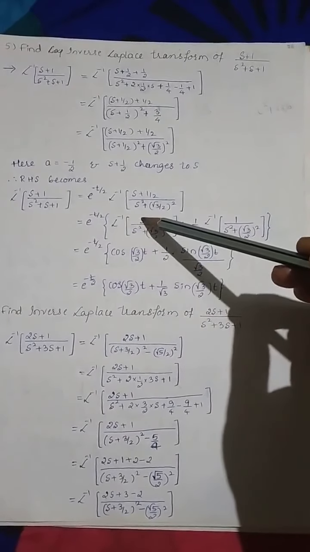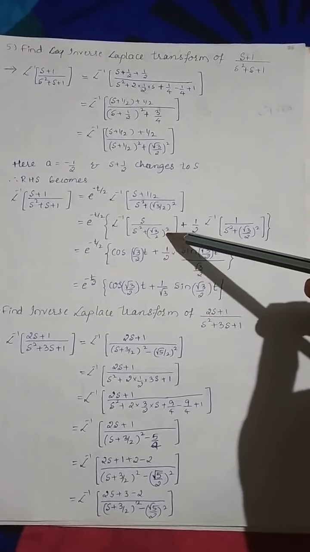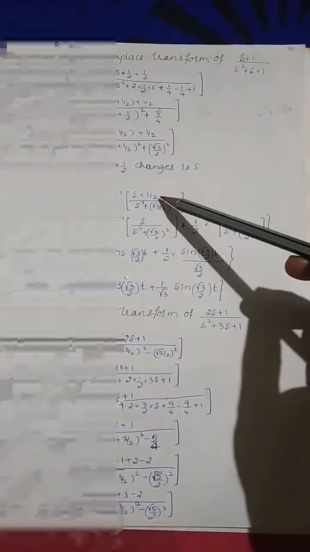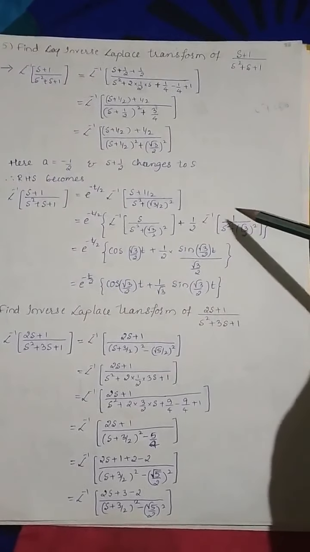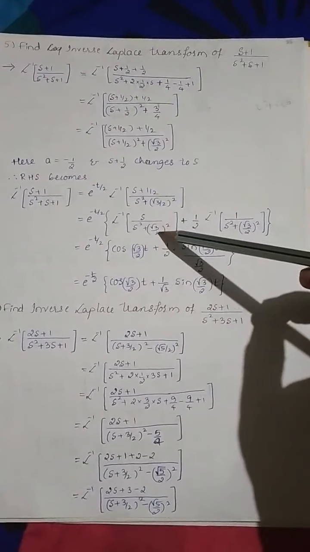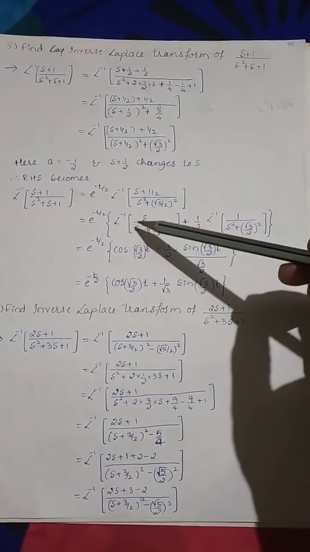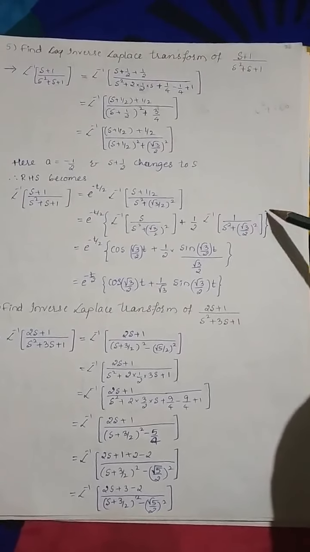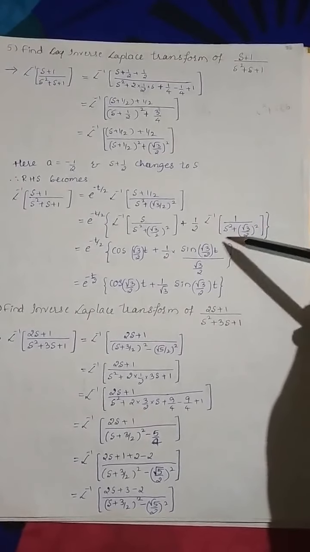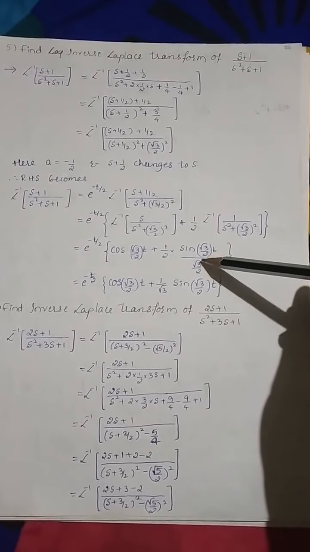That is L inverse of s upon (s square plus root 3 by 2 whole square) plus 1 by 2 into L inverse of 1 upon (s square plus root 3 by 2 whole square). It looks like s upon s square plus a square. Therefore, it is cos at. L inverse of s upon (s square plus root 3 by 2 whole square) is cos of root 3 by 2 into t, plus 1 by 2 into this term, which looks like 1 upon s square plus a square. L inverse of 1 upon s square plus a square is sin at by a. Here a is root 3 by 2. Therefore, sin root 3 by 2 into t upon root 3 by 2.